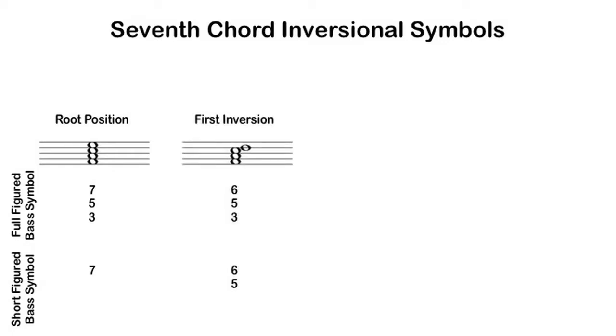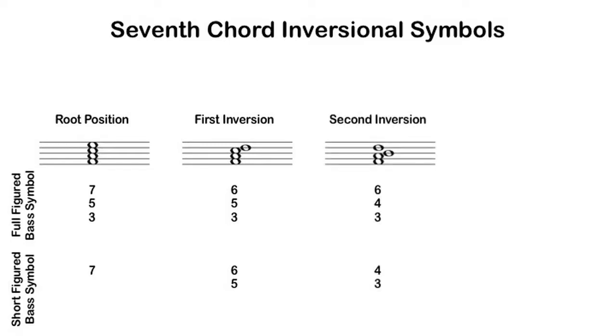In first inversion, you'll notice we have a third above our bass note, a fifth above it, and a sixth above it. Once again, since we could always assume that thirds would be there without any indication, we can simply remove that to get the shorthand symbol for a first inversion seventh chord. So whenever you see the numbers 6, 5, that indicates a first inversion seventh chord.